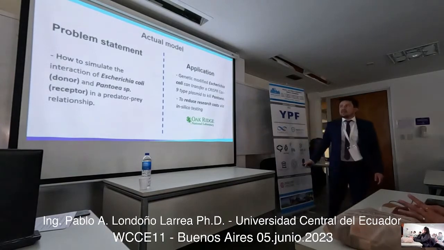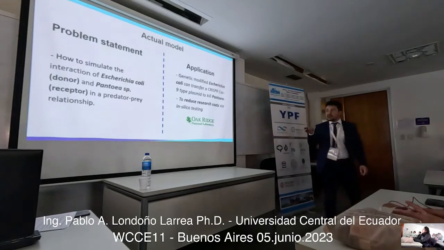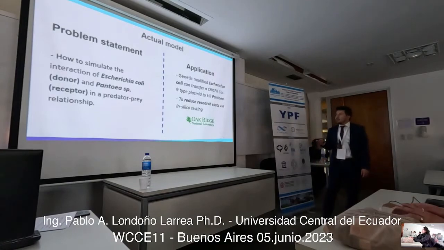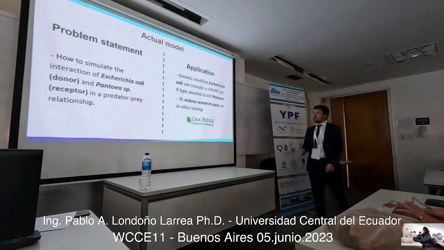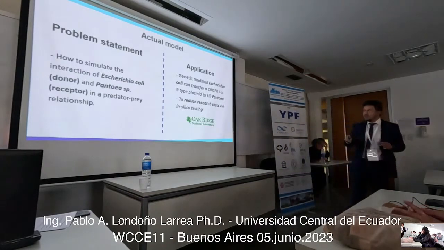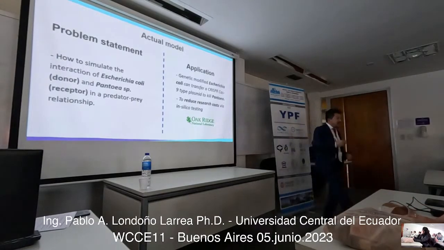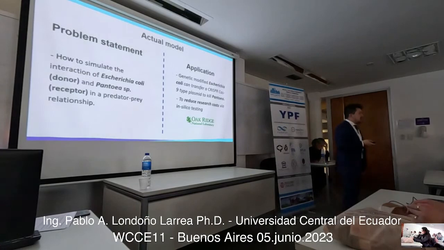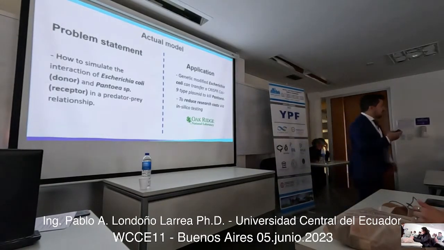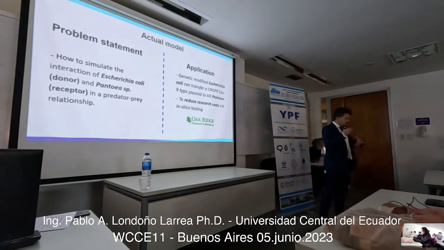The new model has a problem statement on how to simulate the interaction of Escherichia coli as a donor and Pantoea species as a receptor. The main application is because at the Oak Ridge National Laboratory we have a genetically modified Escherichia coli that has a CRISPR-Cas9 type of plasmid that can kill Pantoea. This is really important because Pantoea is a very bad bacterium for our gut. It causes fever, diarrhea, and things like that.